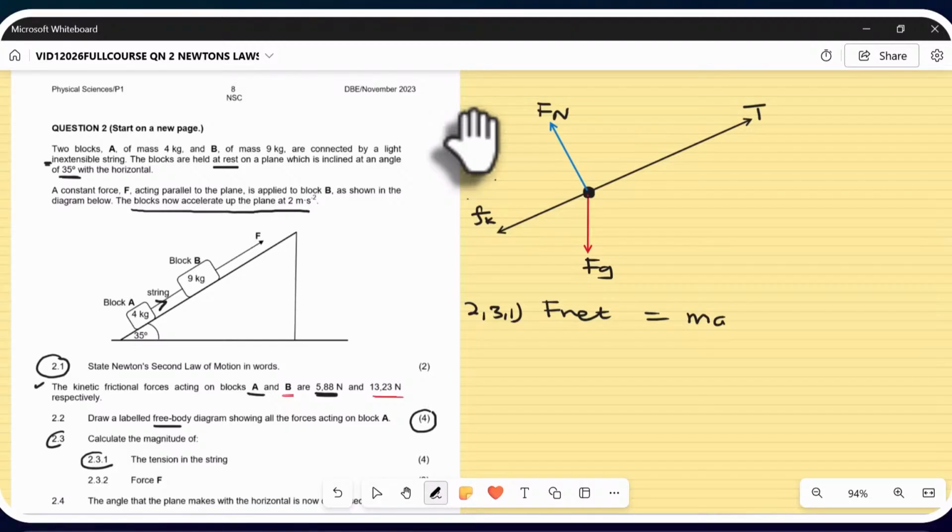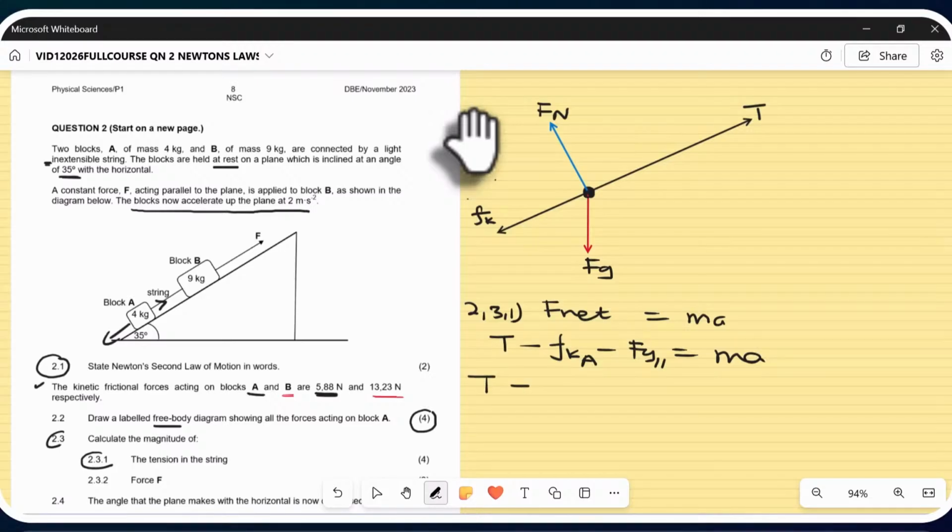So we're going to select here that our tension, minus frictional force, that is kinetic, block A, all together, and then minus Fg parallel equals MA. Let us now substitute. We're looking for this tension in the string here. So our T, now the FK is 5.88. We say here 5.88, okay?